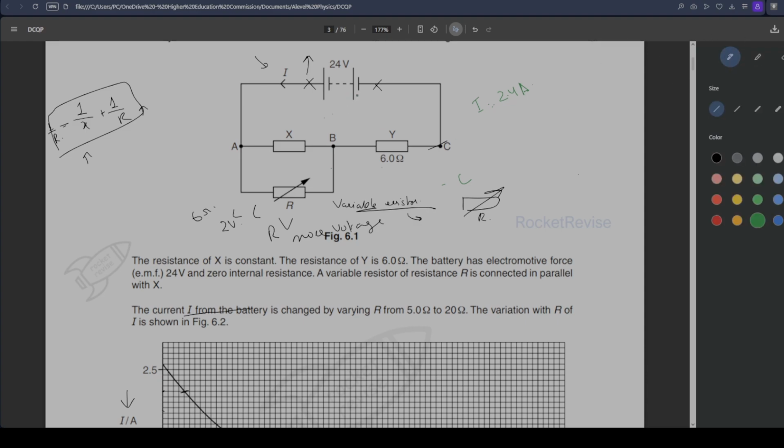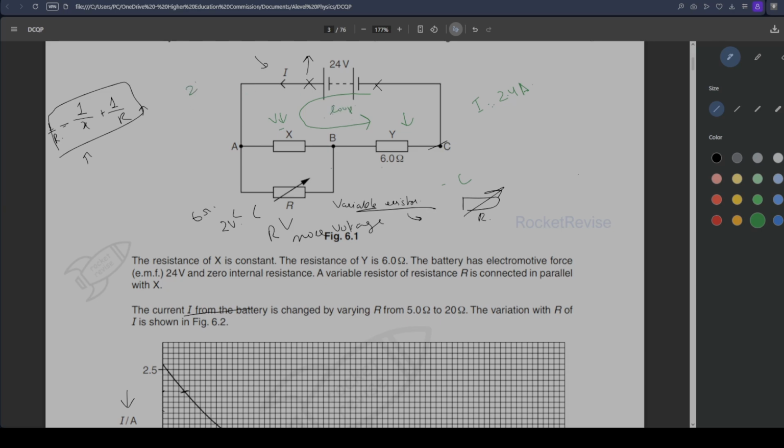Our loop is going to be this, right? We have some voltage drop against X, and we have some voltage drop against Y. Because X and R are in parallel, the voltage drop against X and R is going to be the same. That's not gonna be different. And this is our loop.